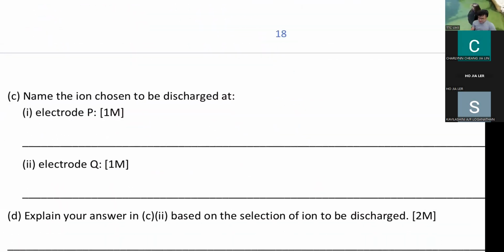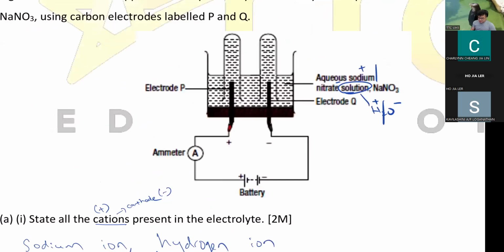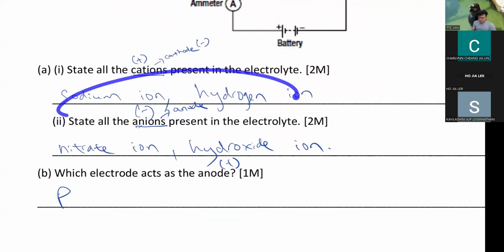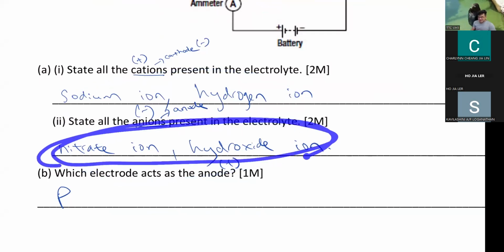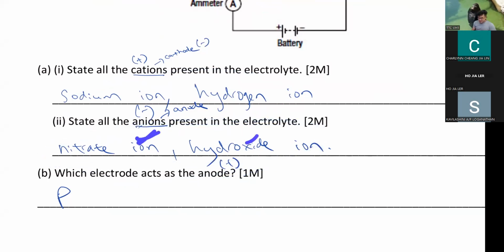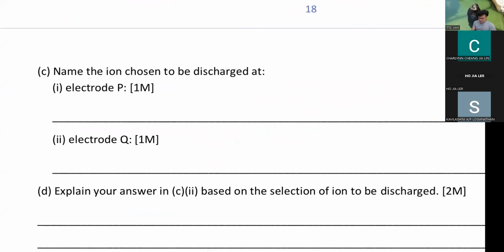Okay. So C, name the ions chosen to be discharged at electrode P. Who is chosen here? Who got kicked out here? Okay, if this is confusing, positive will attract who? Positive or negative? Negative, right? And who will be chosen? Yes, Kavi, you got it right. That's your hydrogen. Sorry, hydroxide ion.